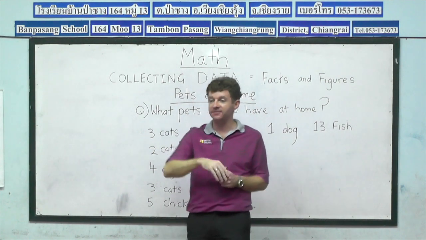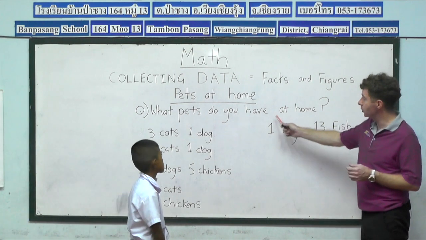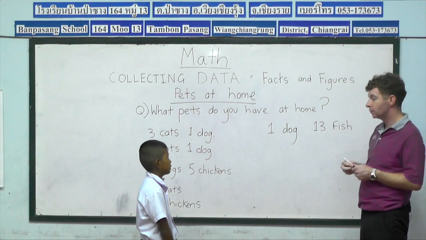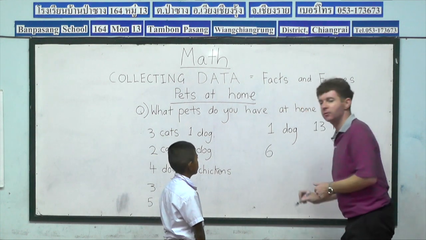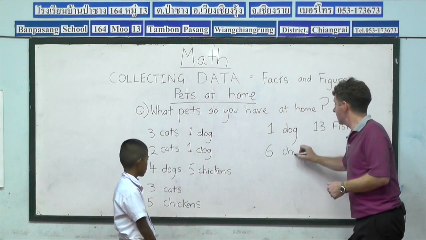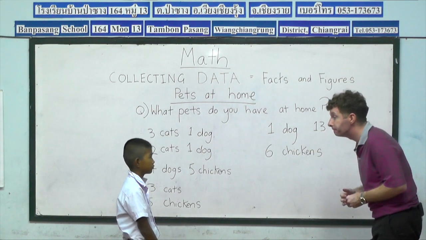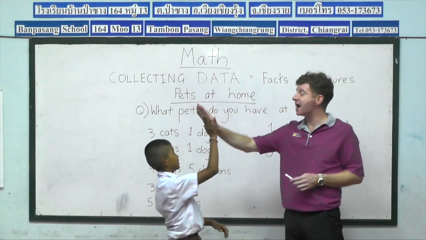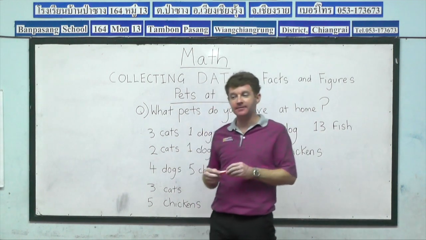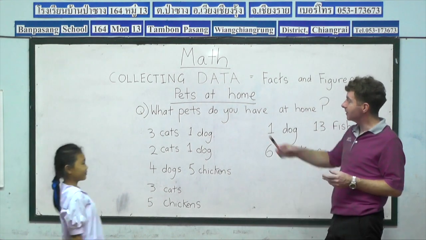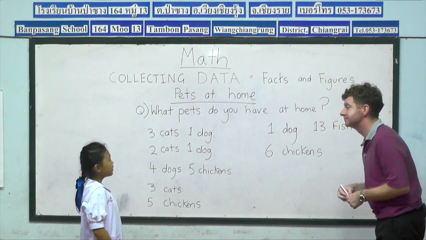Okay, and now for Pat. Come and join me, Pat. Let's find out about your pets. Pat, what pets do you have at home? 6 chickens, okay. 6. How do we spell chickens, guys? C-H-I-C-K-E-N-S. Excellent. 6 chickens. Any more? No? Okay, very good. High five, big round of applause for Pat. And now for Nadia. Let's find out about Nadia's pets. Nadia, what pets do you have at home? One dog.